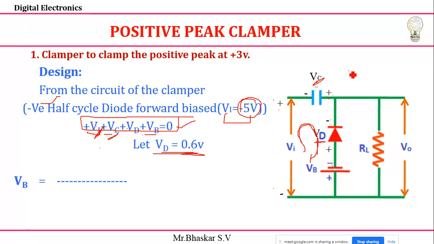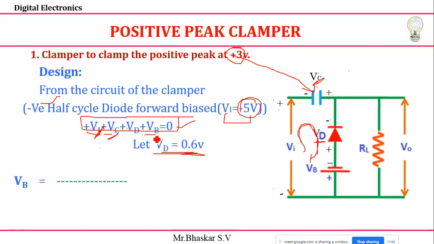So here, according to this, they're telling the positive peak is plus 3 volts. So this 3 volts I want to store in my capacitor, right? Then you just consider the Vc value as 3 volts. Suppose I want to change the design to 5 volts, then you just substitute the Vc value as 5 volts, that's all. The remaining things stay the same.